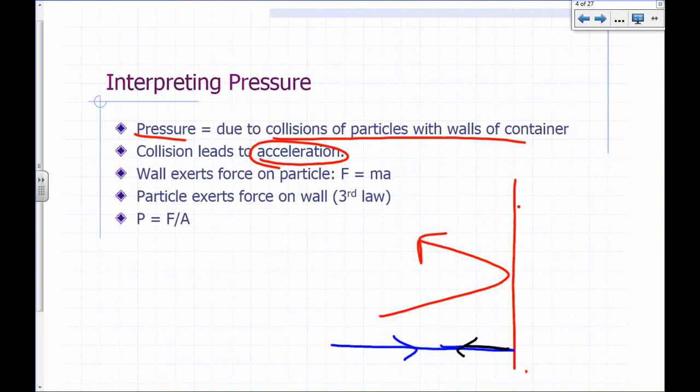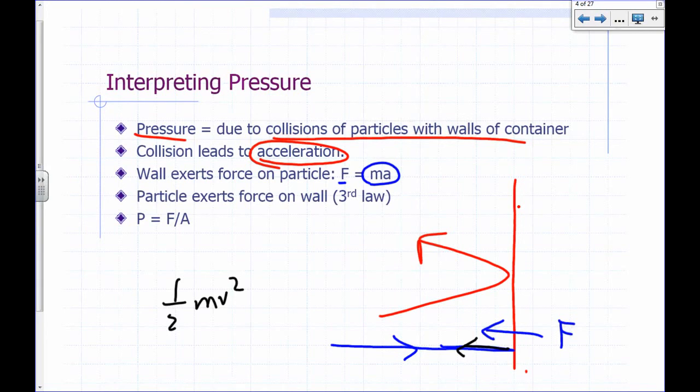That's a change in velocity, a change in direction, even though it doesn't change speed, because we're assuming that there is no energy transfer. So the kinetic energy, 1/2 mv squared, remains the same before and after the collision. But there is acceleration because it's changing velocity, it's changing direction. The fact that it's changed direction means that there's a force. The wall is exerting a force on the molecule or the atom that collided with the wall. So the wall exerts a force on the particle, and the force is mass times the acceleration of the particle.